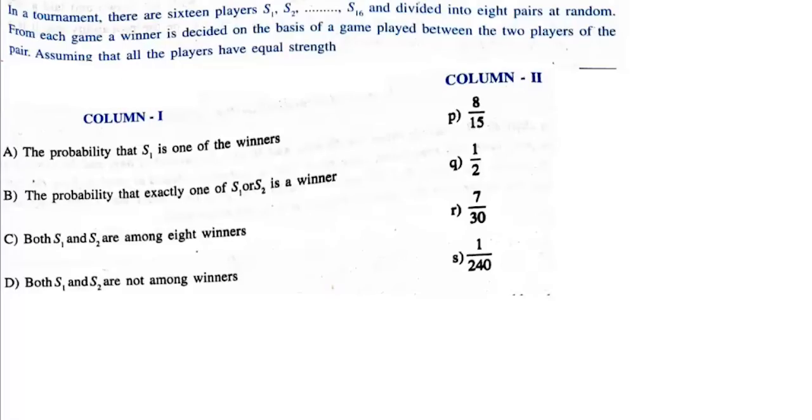Now here we have a matching question. In a tournament there are 16 players, S1, S2, S3 up to S16, and they're divided into 8 pairs at random. From each game, a winner is decided on the basis of the game played between the 2 players of the pair. Assuming that all the players have equal strength, first we need to find the probability that S1 is one of the winners.